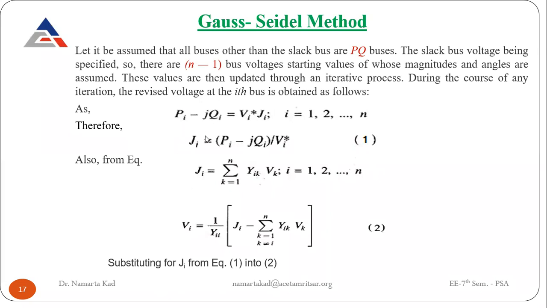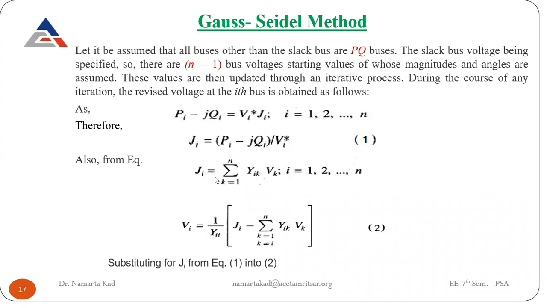This is our equation that we have already done in the load flow analysis. That is Pi minus jQi equals Vi conjugate into Ji, where i varies from 1 to n, that is the number of buses. And Ji is the current source vector. It now becomes equal to Pi minus jQi divided by Vi conjugate. Okay, from this equation.